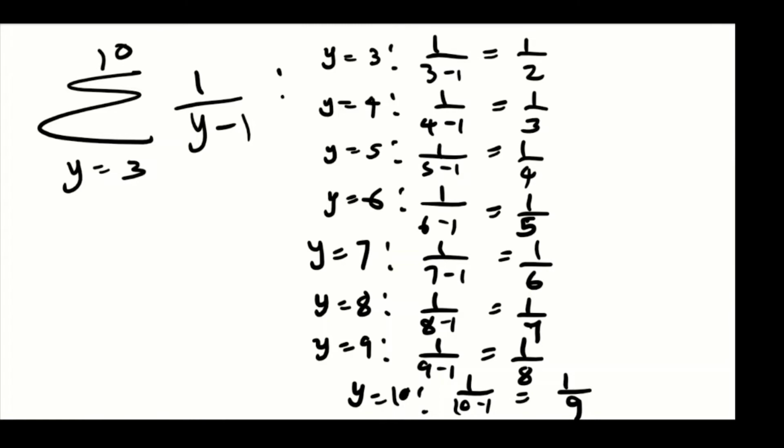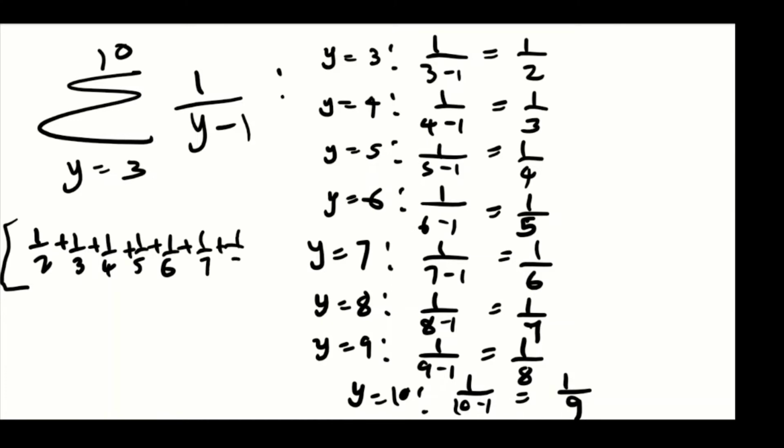So to write all these, we have 1 over 2 plus 1 over 3 plus 1 over 4 plus 1 over 5 plus 1 over 6 plus 1 over 7 plus 1 over 8 plus 1 over 9. So these are the terms for this sum here. Remember, the first sum that we got, we're going to subtract with this second sum. So this is what it means.